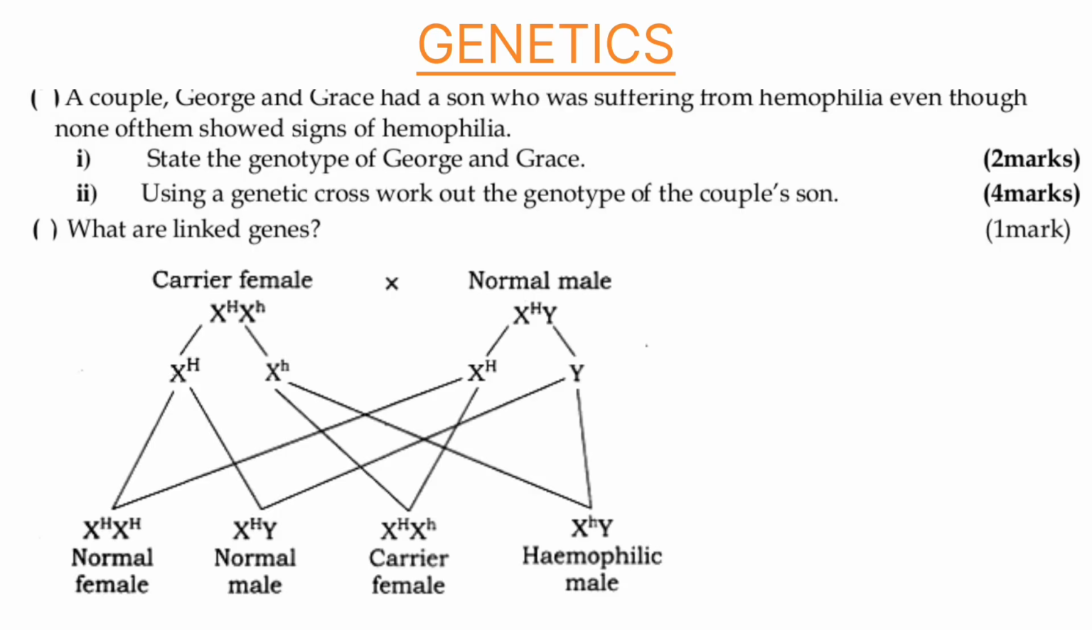Roman number 3. What are the linked genes? Okay. So linked genes are genes that are located on the same chromosome. It can be the sex chromosomes, or it can be any of the other 22 pairs of chromosomes. It's just general. If you have genes that are located on the same chromosome, these are said to be linked genes. So what happens is that during inheritance, during meiosis, they tend to be inherited together as a unit.